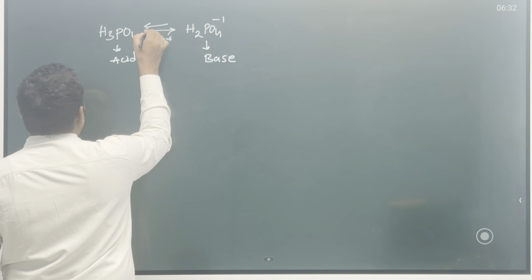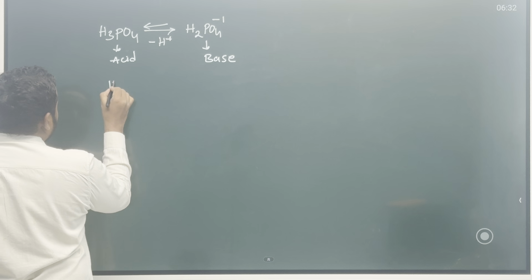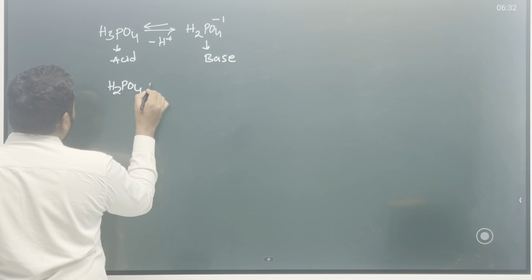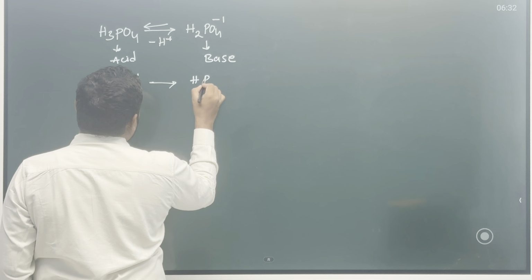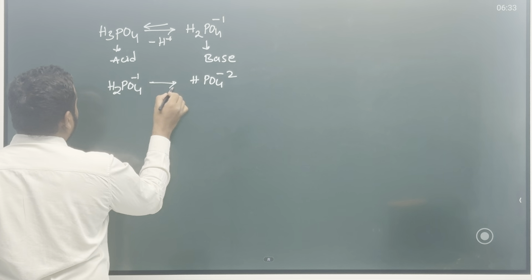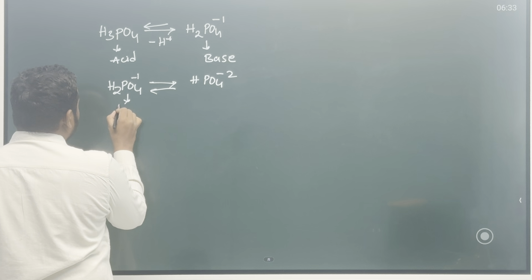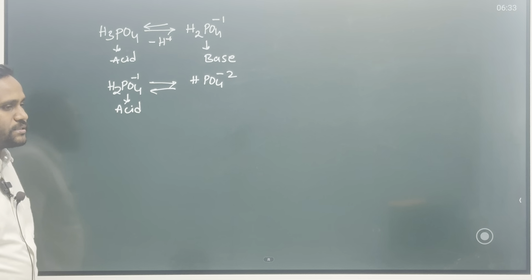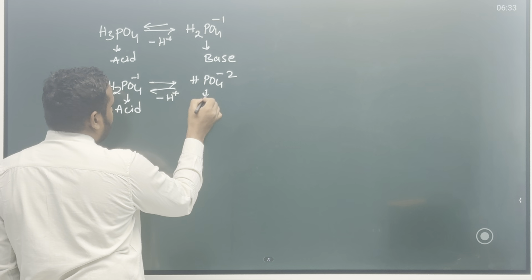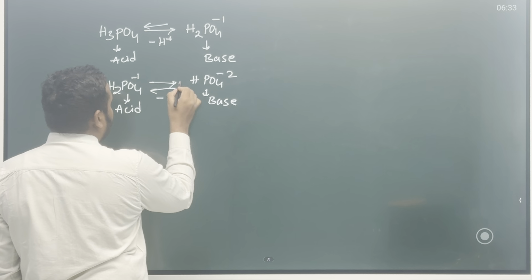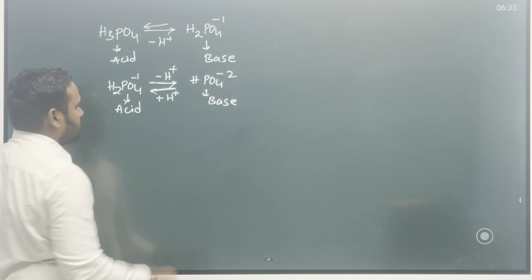Okay. In the backward direction, if you see, it acts as what? Base. Next, H3PO4 gives rise to H2PO4 minus, and H2PO4 minus gives HPO4 minus 2. See here H2PO4 minus: now it acts as what? Acid. Why? Here H2PO4 minus is losing one proton, so it acts as acid, and in the backward direction it acts as a base.